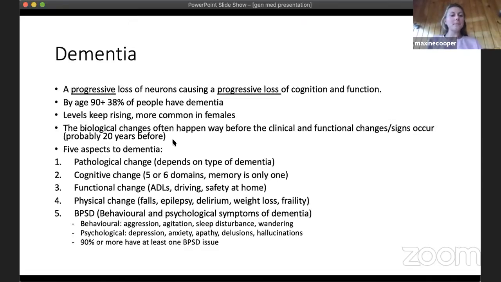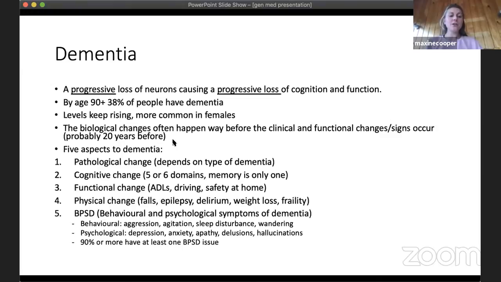There's functional changes. Obviously this will happen progressively, but you can start to lose your ability to do your activities of daily living, showering yourself, looking after yourself. You can get physical change. So, when you're not looking after yourself, you can start to lose weight, become more frail. You can start to fall over more easily. And things like delirium can happen, which is really important. Dementia is a massive risk factor for delirium.